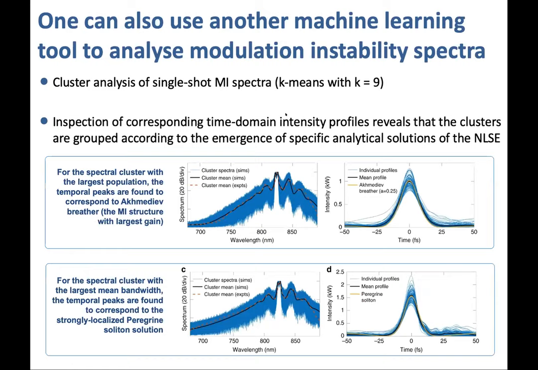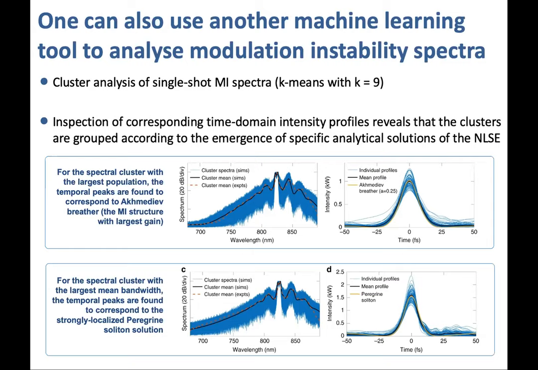We have also then tried to apply another type of machine learning tool, in the form of unsupervised learning, to analyze single shot modulation instability spectra. So in that case, we do not use a neural network, but unsupervised learning. What we do is essentially a cluster analysis using the k-means method. And here we use, I think, nine different clusters.